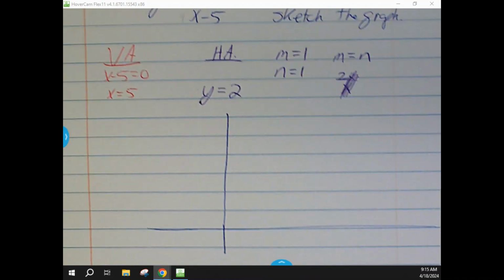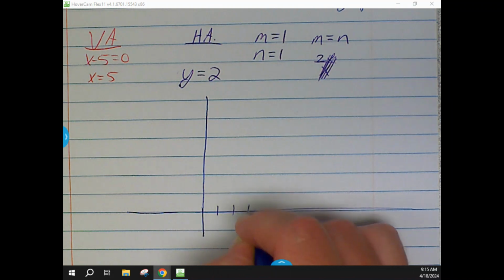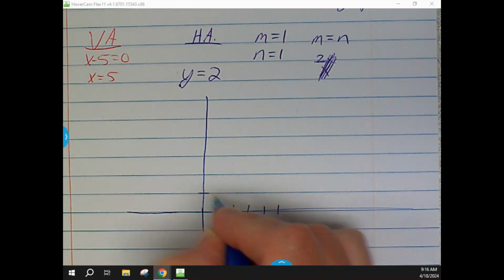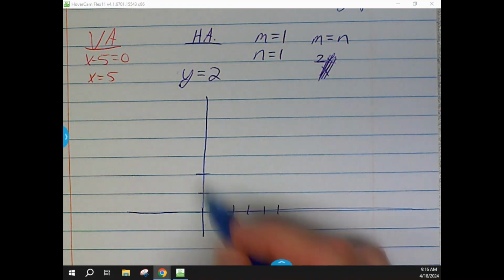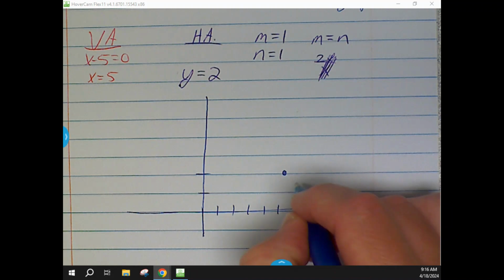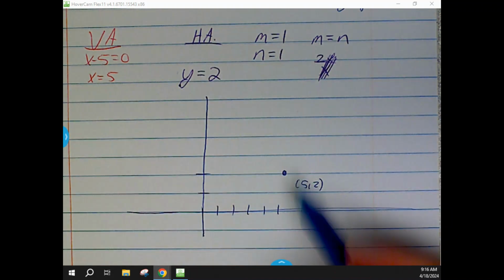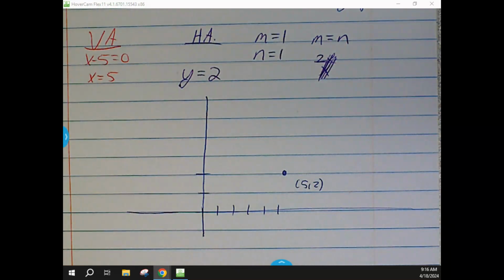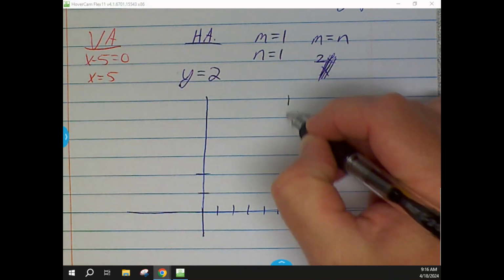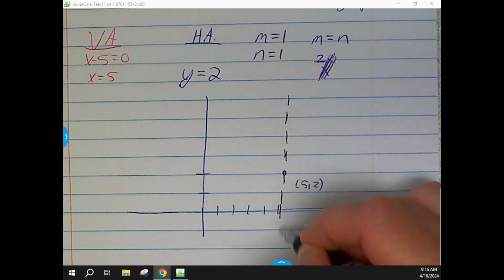So jump back in. So again, we're going over 5. 1, 2, 3, 4, 5. And we're just going to go up 2, just a normal 2. So instead of the asymptotes being here, asymptotes are going to be centered at that point at 5, 2. So we got x equals 5, y equals 2. So that's the center of our graph now. And that's where our asymptotes are going to be. Okay, so there's our fences that we're looking for.